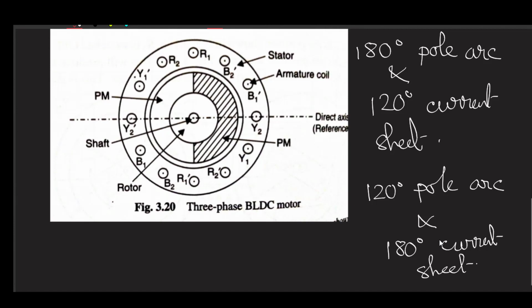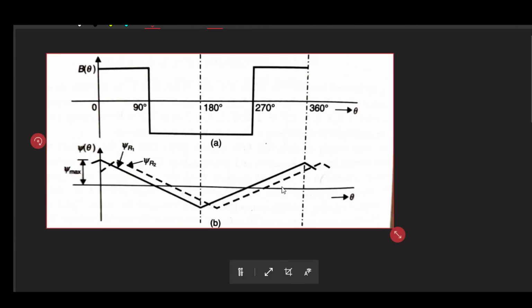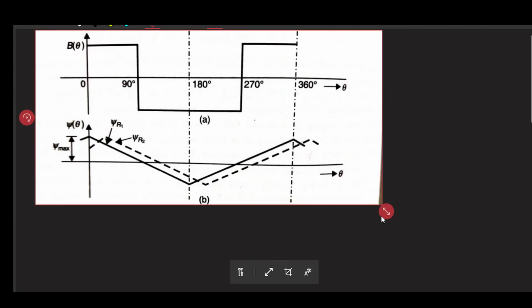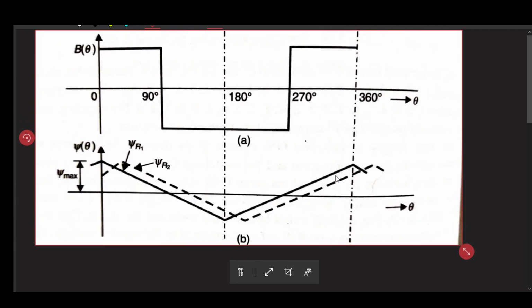Now if we neglect fringing, the air gap flux density will take what type of shape? If we do not go into too much complexity of different types of flux waves that I discussed in my last semester video, fundamentals of rotating machines, you will get this kind of square wave type of air gap flux density, right?